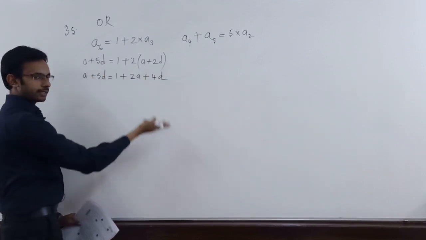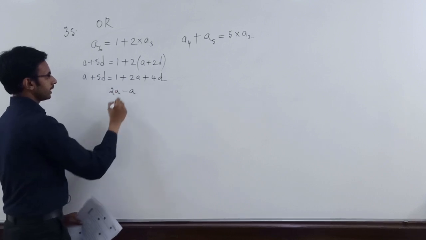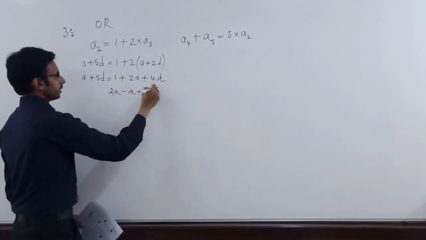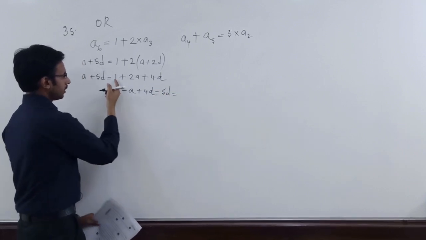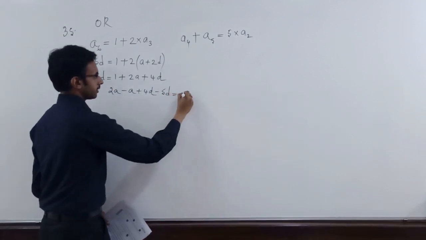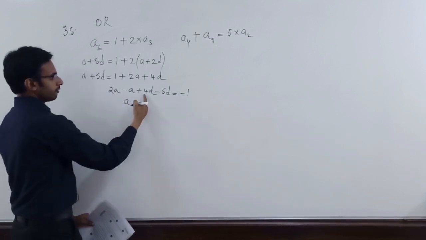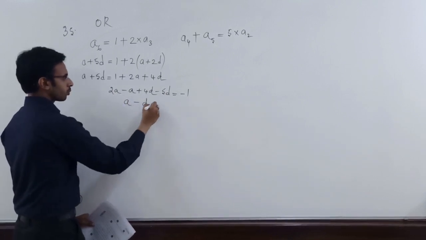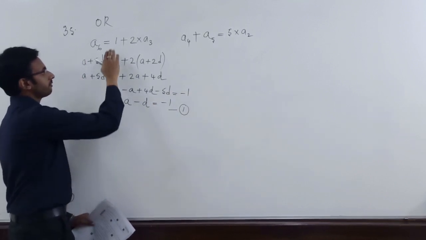Bring all the like terms to one side. You have 2a, shifted a here, minus a, plus 4d, shift plus 5d to the other side, minus 5d, is equal to 1. Transposing it to the other side, we get minus 1. 2a minus a is a, 4d minus 5d is minus 1d, and it is equal to minus 1. This is your first equation from the first hint.